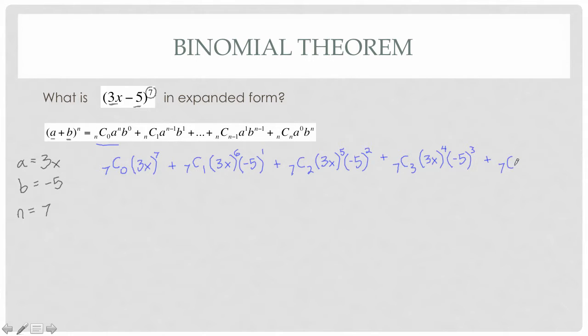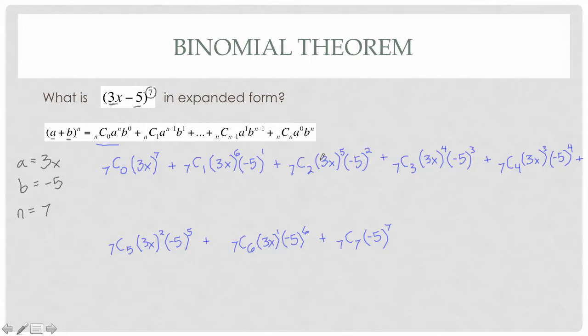Plus 7 C 4 times 3x to the 3rd times negative 5 to the 4th. It does get pretty long, even though it's just following the pattern all the way out. And then we have 7 C 5 times 3x squared times negative 5 to the 5th, plus 7 C 6 times 3x to the 1st times negative 5 to the 6th. And our very last term, 7 things, all of the combinations of those 7 things. 3x is to the 0th power, so I'm not even going to write that. I just have negative 5 to the 7th.